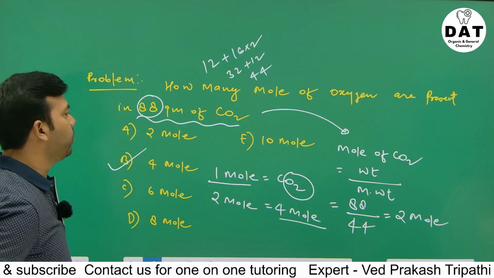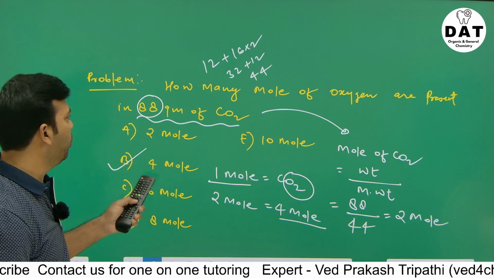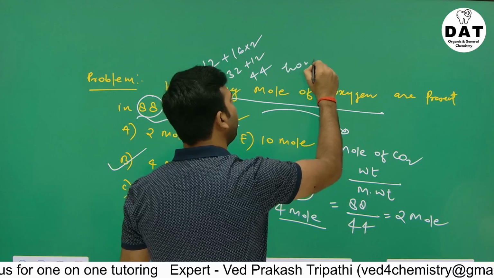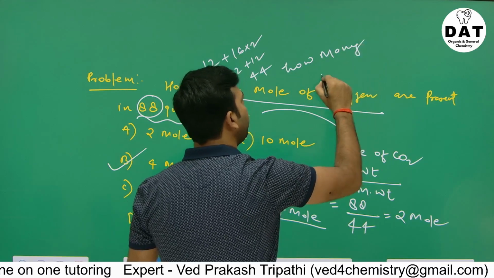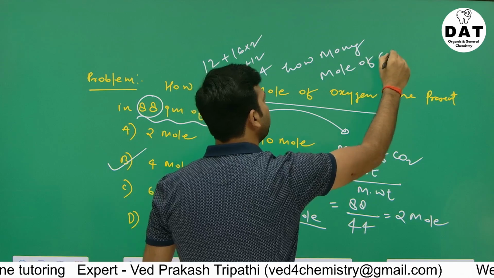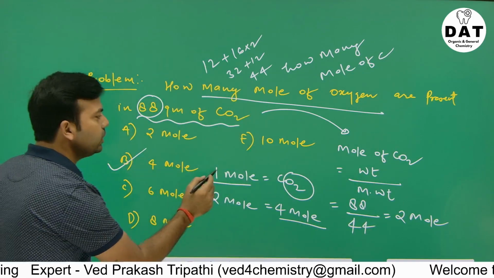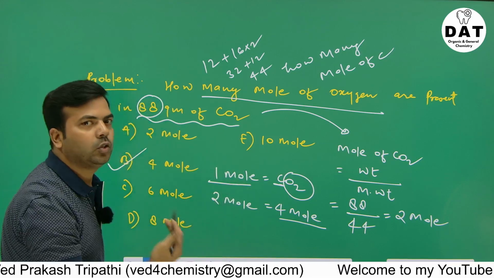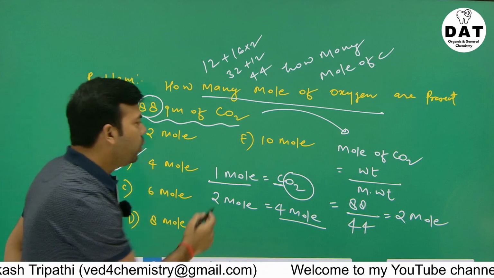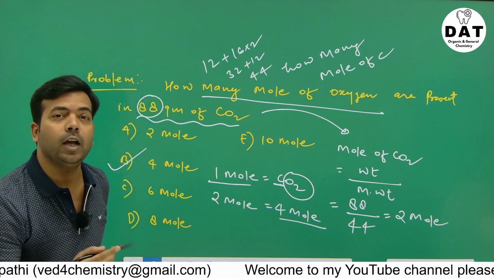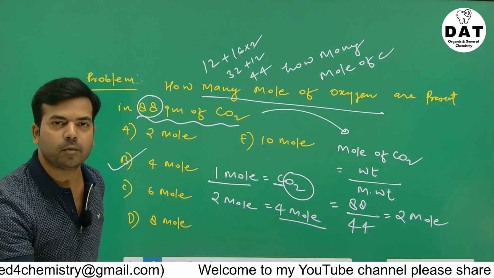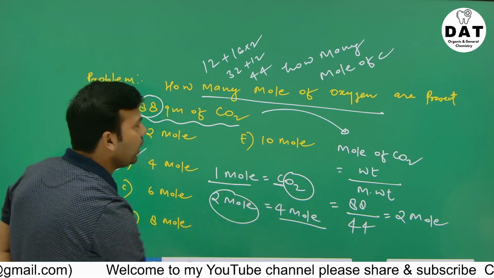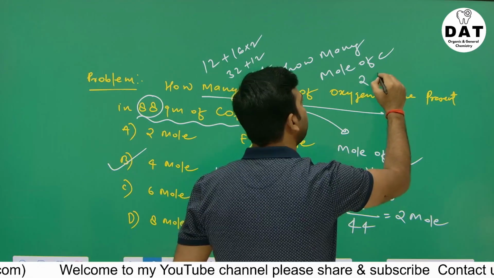Make sense? Suppose I am asking how many moles of carbon. Carbon is just 1 in number. So 1 mole has 1 mole of carbon, so 2 moles has 2 moles of carbon. Simple. Make sense? 3 moles has 3 moles of carbon. So here we got 2 moles overall. So 1 mole has 1 carbon, so 2 moles has 2 carbon. Simple. 2 moles of carbon.